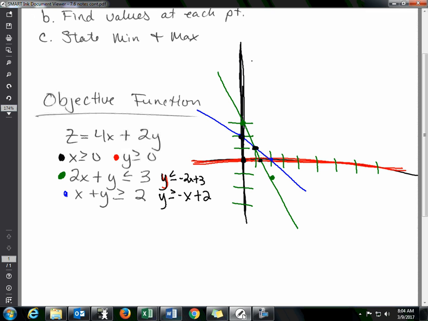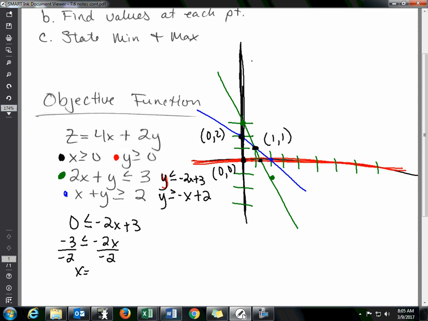So this point will be easy to find. That's 0, 2. This point's easy to find. That's 1, 1, right? This point's easy. That's 0, 0. And then the green line, the red line, we've got to solve this for when y is 0. So let me do some math. Y is less than or equal to negative 2 times, oh, not 0. Take that back. Not there. Okay? It's 0 is less than or equal to negative 2x plus 3, right? So subtract 3, so you get negative 3 is less than or equal to negative 2x, divided by negative 2. So this point is x equals 3 halves.